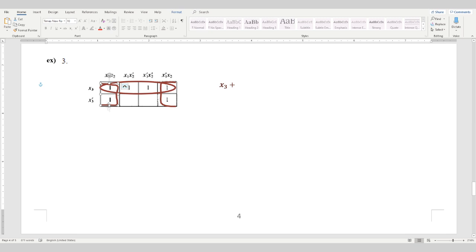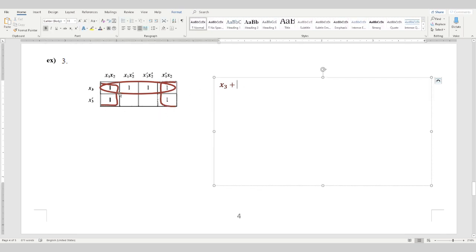So the 2 columns that are included in this group are the far left column and the far right column. And in the far left column we have x1, and in the far right column we have not x1, which means that those would be eliminated because both are included. Either state is going to satisfy our condition, should produce an output of 1. So x1 can be eliminated.